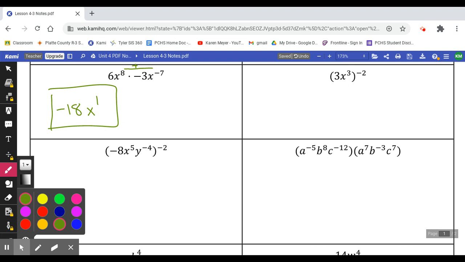Okay, next problem. Power to a power, you multiply. So for 3, I'm going to take 1 times negative 2, which is negative 2. For x, I'm going to take 3 times negative 2, which is negative 6.